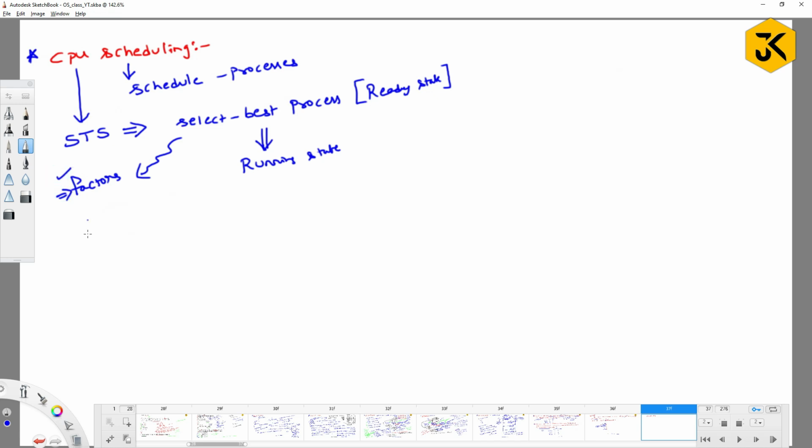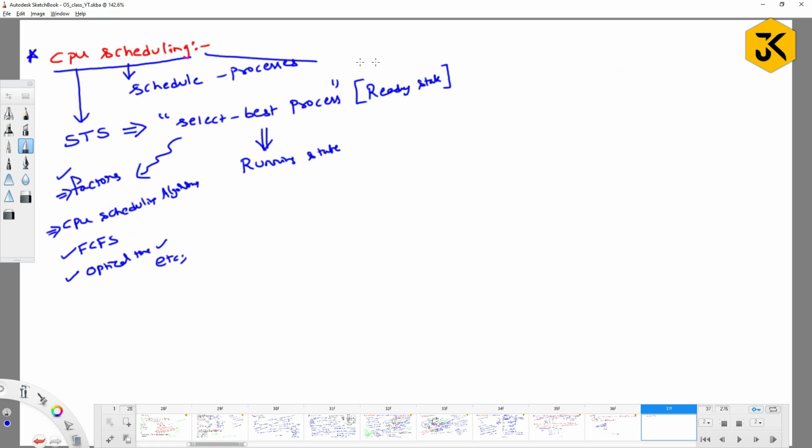In order to achieve various kinds of factors, we'll go with various kinds of CPU scheduling algorithms. If I want to complete processes on a first come first serve basis, we'll move with one kind of scheduling algorithm. If you want to complete a particular problem with respect to optimal time, we'll move with another. Like that, for various requirements, various algorithms exist, and we'll go with them depending upon the user's need, right? So in short, CPU scheduling is meant for selecting the best process and moving it into the running state.